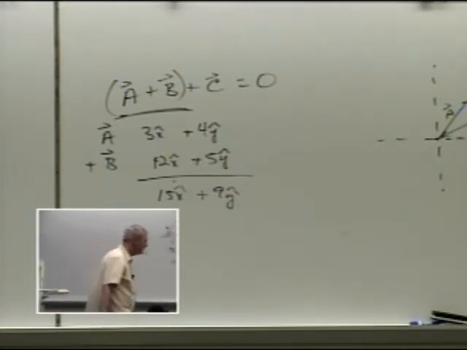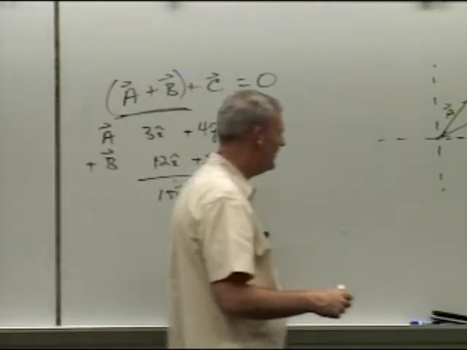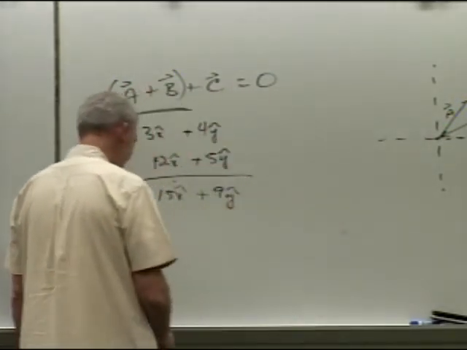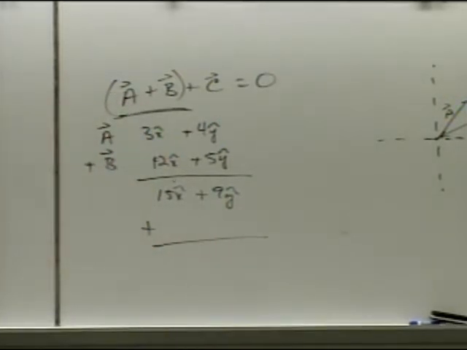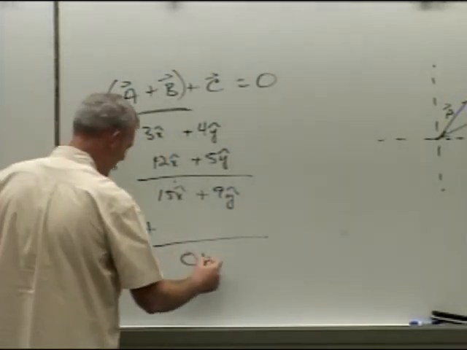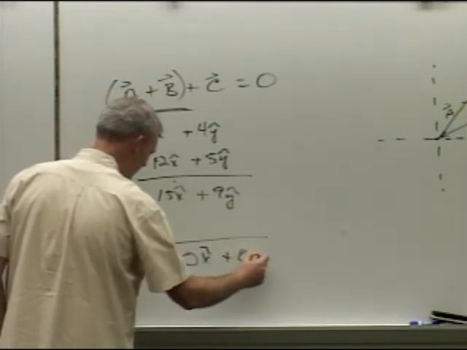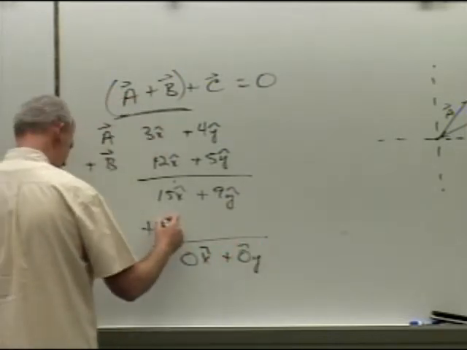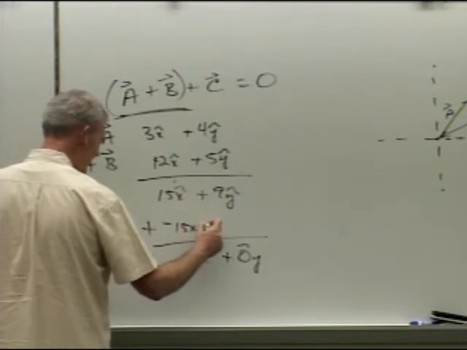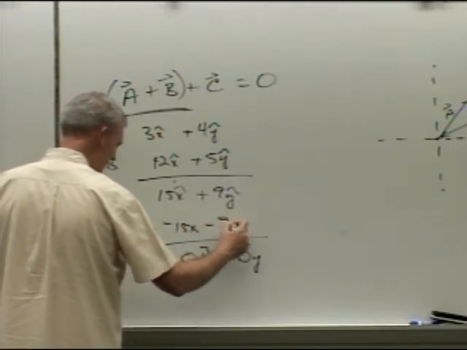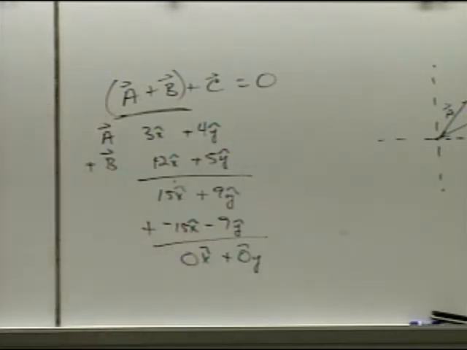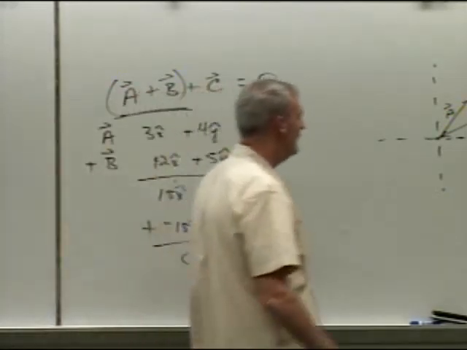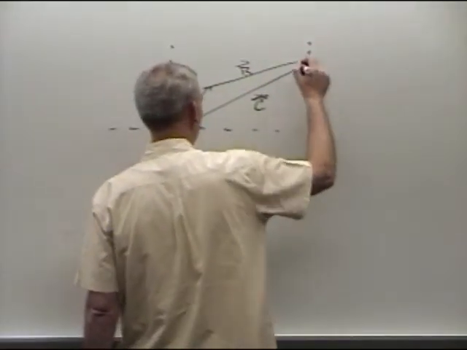So she's saying, hey, what would I need to add to this to make this 0 x hat and this 0 y hat? Right, negative 15x hat minus 9y hat. There you go. So that would be going in the opposite direction. Is this a good test question? Yeah.